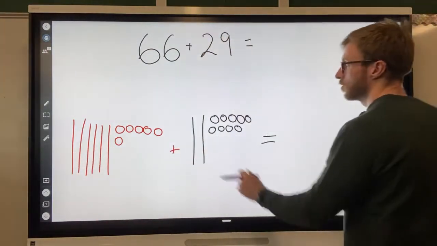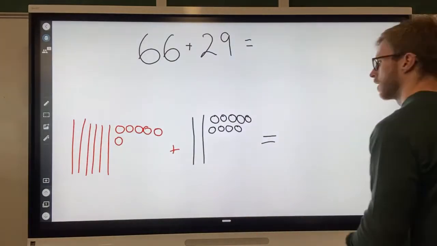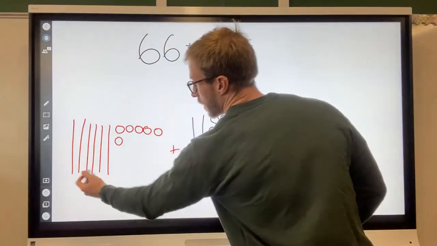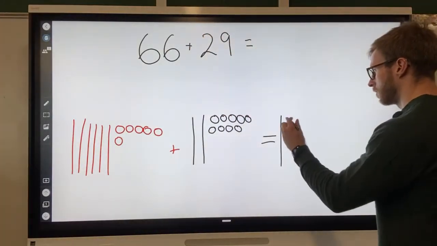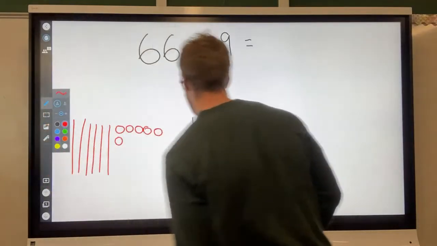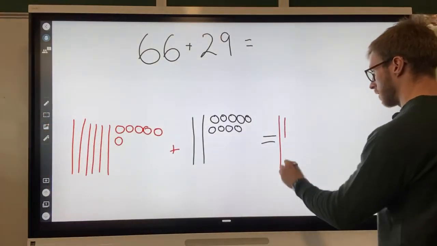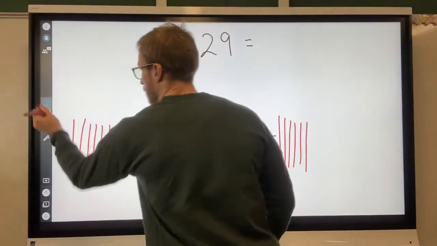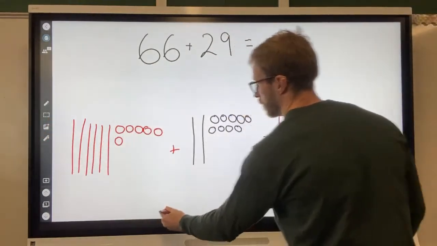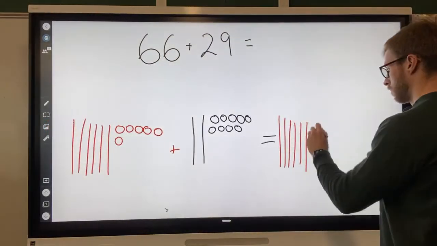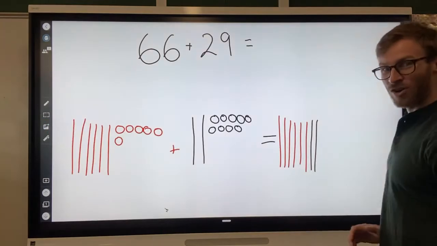6 tens plus 2 tens. 6, 7, 8. Again, you don't even have to add those together in your head. You could literally just say, okay, I see 6. Oh, hold on. I'll do it in red so we can see. I see 6 right there. I'm going to draw 6 right here. 4, 5, 6. I see 2 tens right there. I'm going to draw 2 tens. 1, 2. So now I combined all my 10s together.